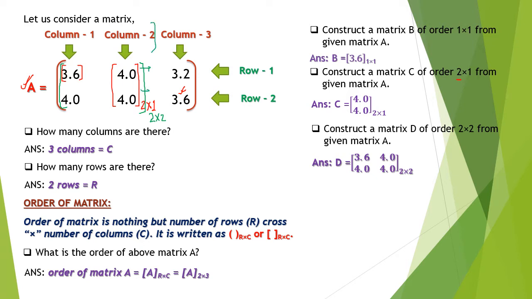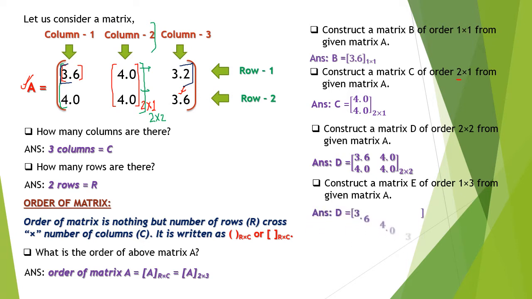That is 2 columns. Now let's construct another matrix with 1 row and 3 columns. Only 1 row and 3 columns. Now that means we have 2 options to pick, 1 row and 3 columns. You can see the answer, 3.6, 3.4.0 and 3.2. There is only one row and 3 columns.